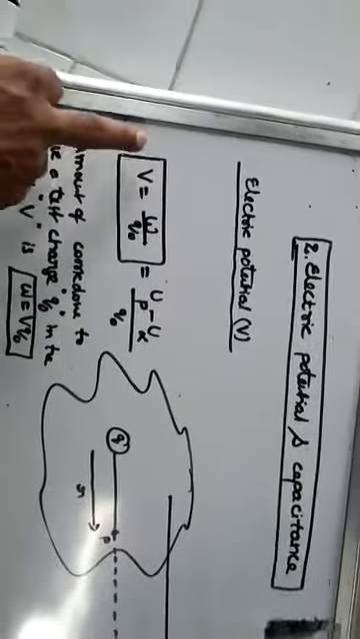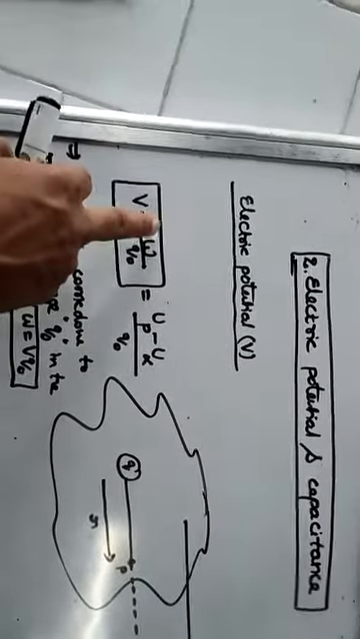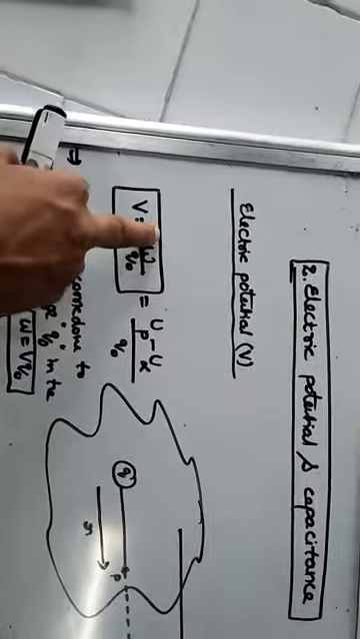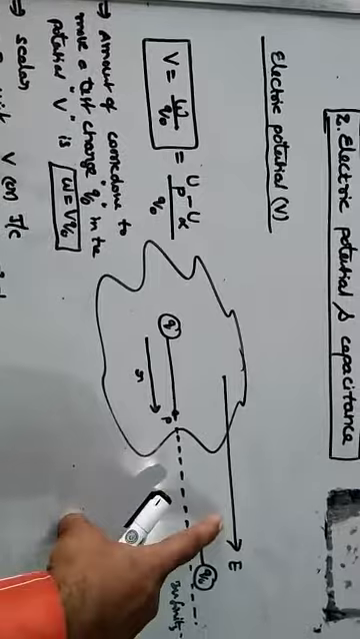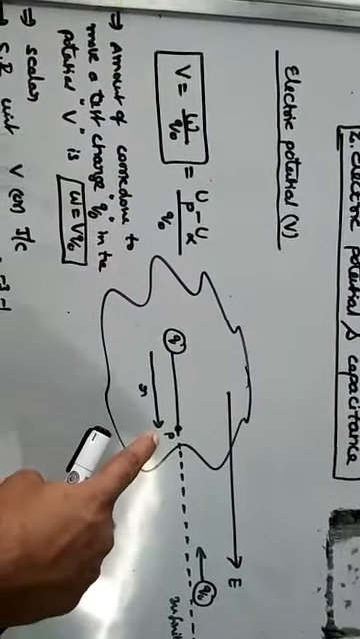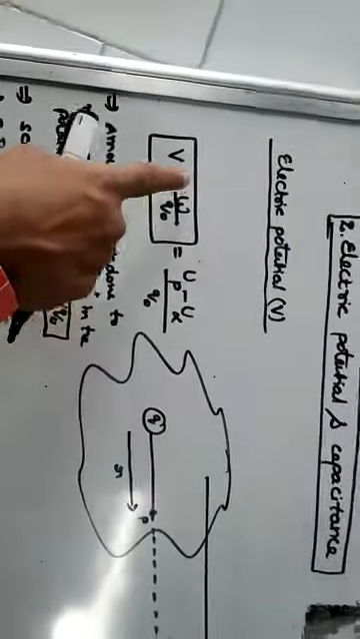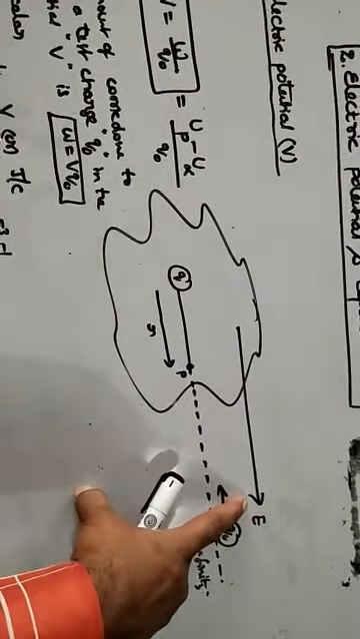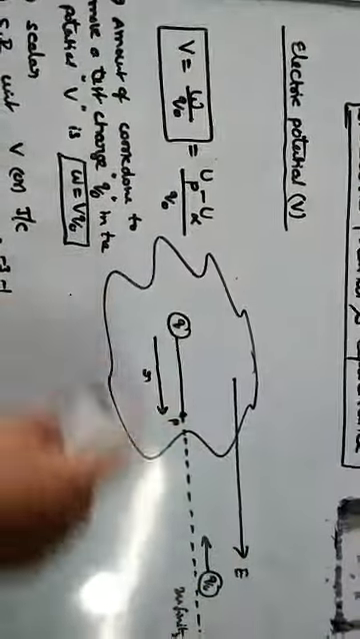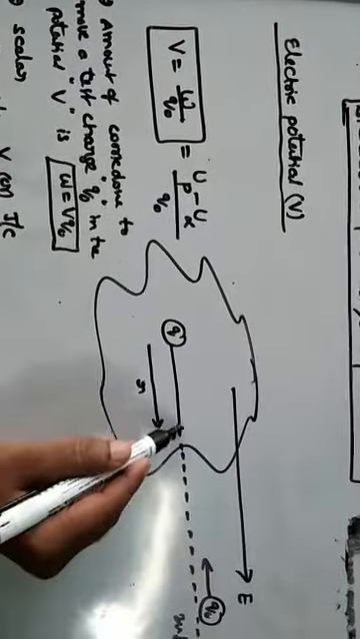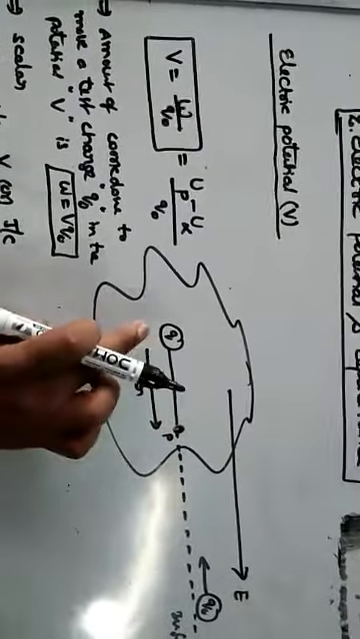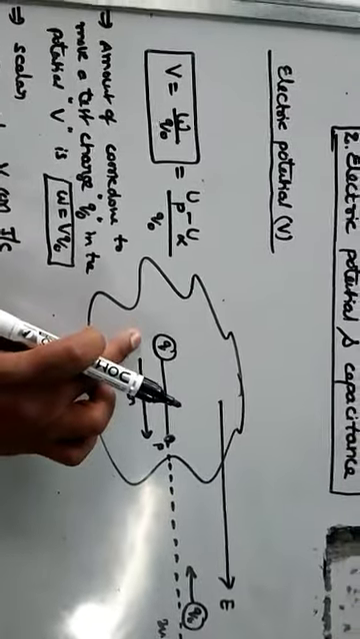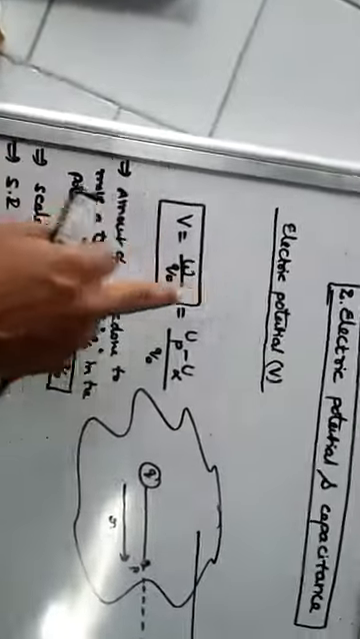Now the definition of potential: V is defined as the amount of work done to bring a unit positive test charge Q naught from infinity, opposite to the electric field, up to a point in the electric field. That is known as the potential at that point due to that charged particle Q. So V is equal to W by Q naught.